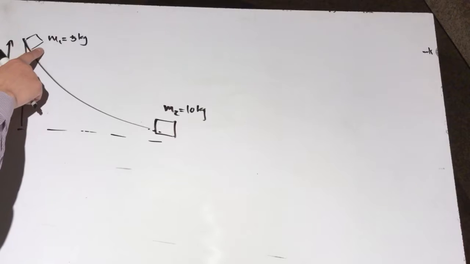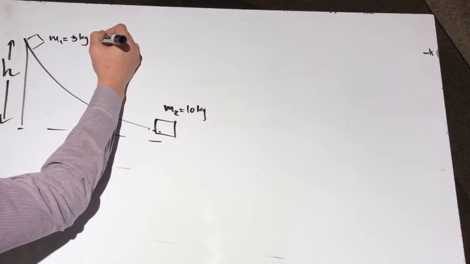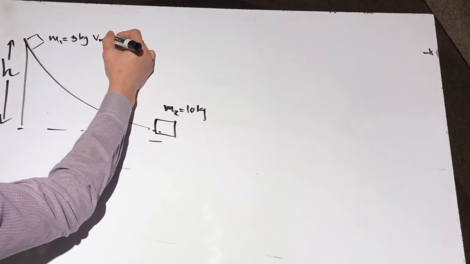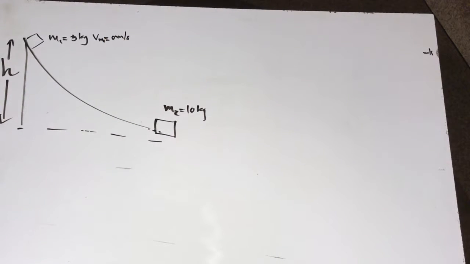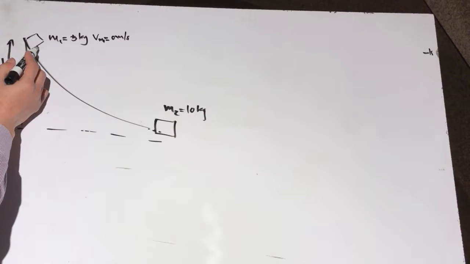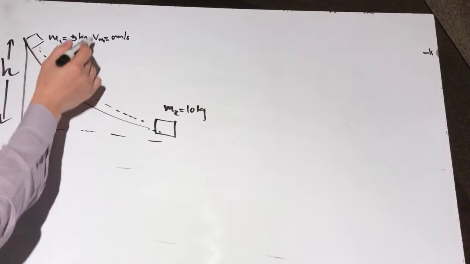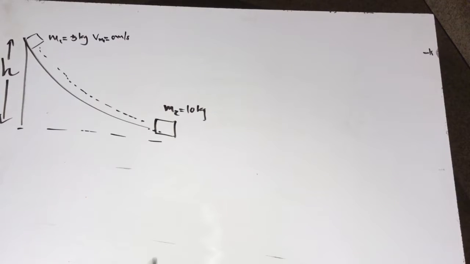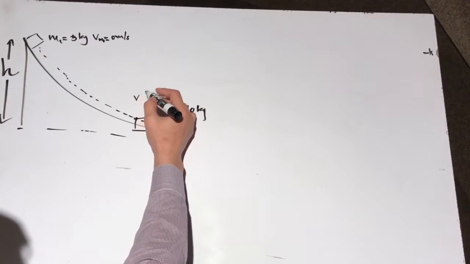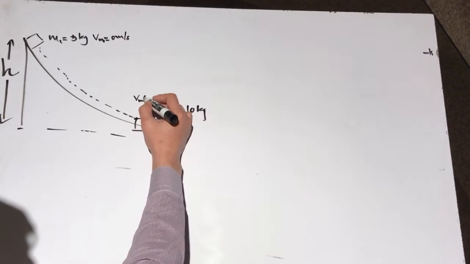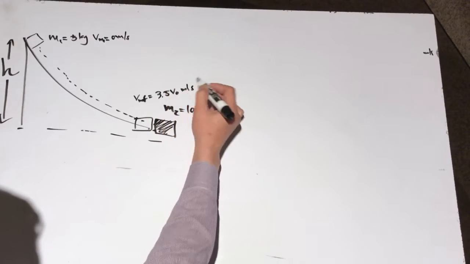In this one, the box M1 is initially at rest, so you write it down: Vm1 initial is 0. What's given is that when it goes down, the potential energy changes all the way to kinetic energy. Before it collides with this block, it has Vm1 final, a velocity of 3.5 meters per second.